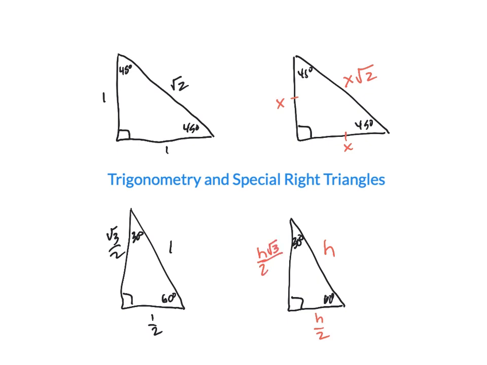So those are the relationships, and what we're going to do is assign trig ratios to these triangles. Now I've got that all compiled into a table here, so we'll show that on the next slide, and then we'll use that table and those trig values from the special right triangles to solve for some missing sides, similar to what we did in our last lesson.